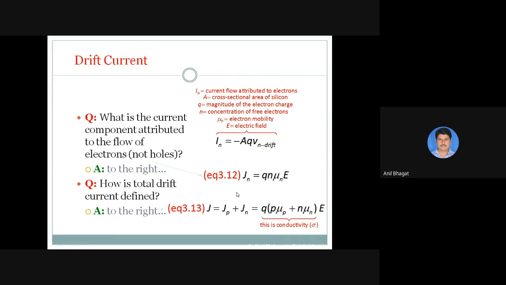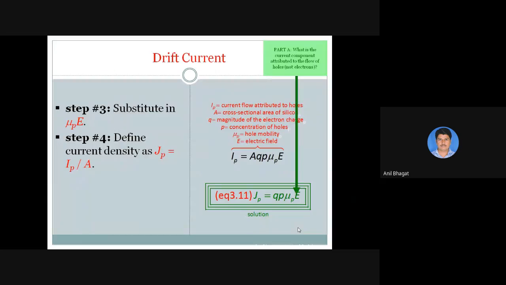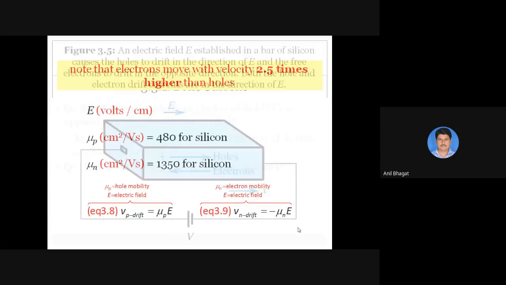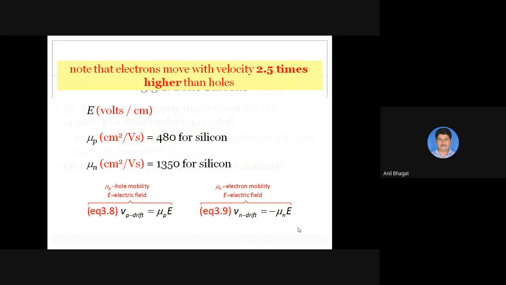For example a diode or a transistor. So JP plus JN, where Q is common to both. Now you know that this factor is nothing but the conductivity. This is very important. Conductivity is one more topic in your syllabus. Only 3 formulas are required. What is the first formula? Velocity: we came from the velocity, Vp equals mu p E, or Vn equals minus mu n E.